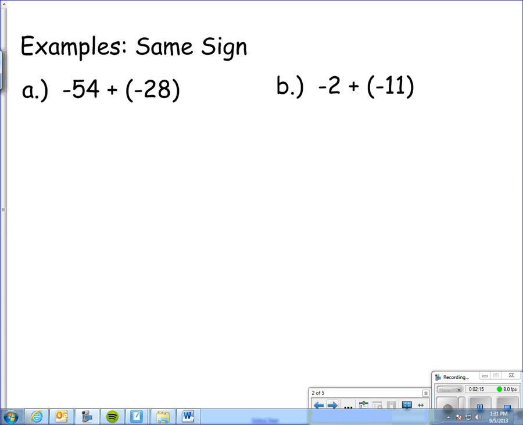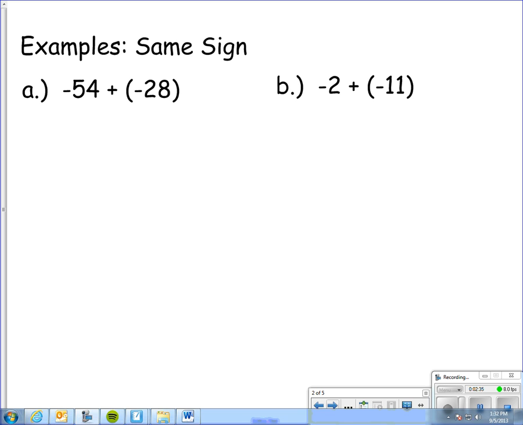Our first examples are same sign. Now, I did not put any up with two positive numbers because you guys have been doing that for a long time now. Now, I do not want you guys to use a calculator in tonight's homework or when you're practicing. I really want you guys to practice these without a calculator. You need to understand these rules. So this will be our first lesson with no calculator.